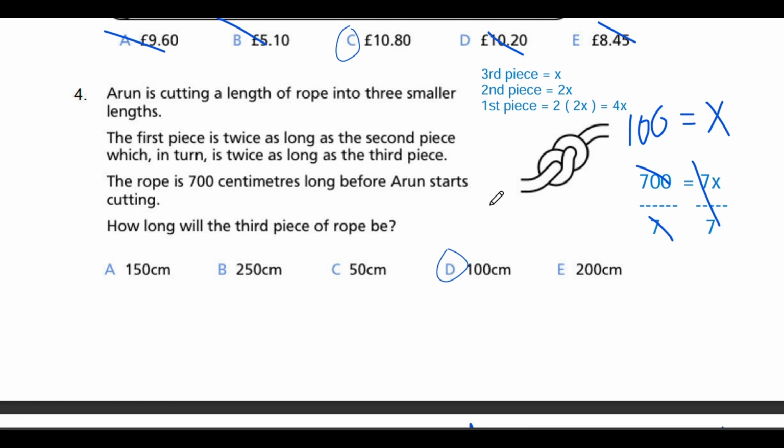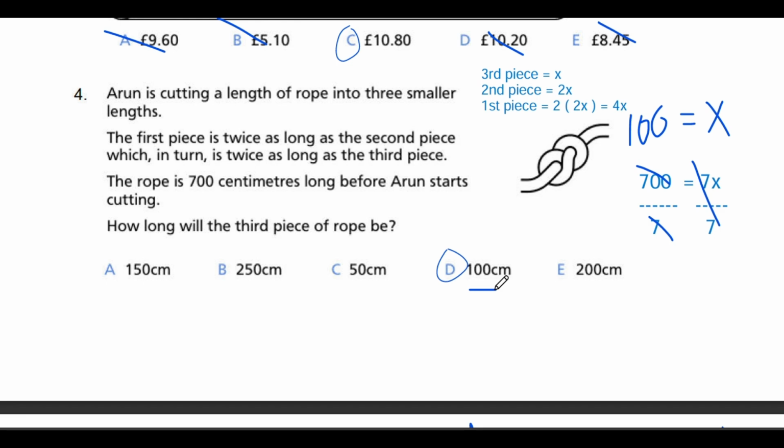Your multiple choice options are A 150 centimeters, B 250 centimeters, C 50 centimeters, D 100 centimeters, or E 200 centimeters. The correct answer is D, which is 100 centimeters.